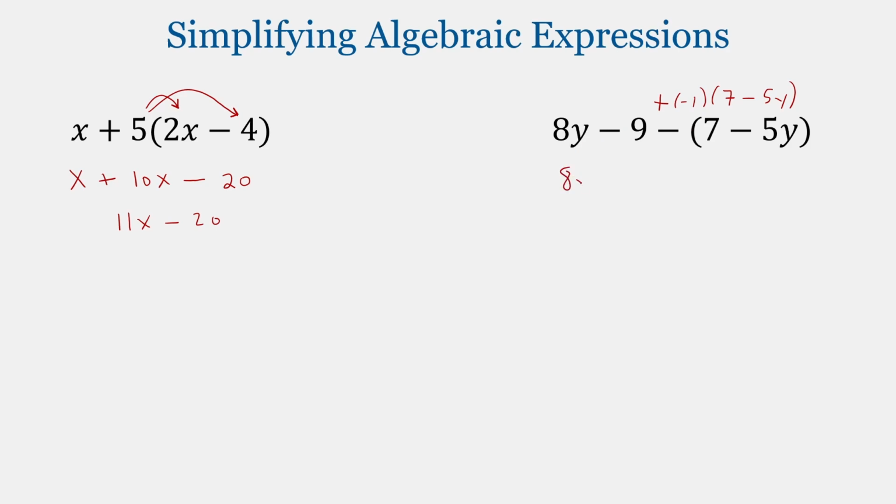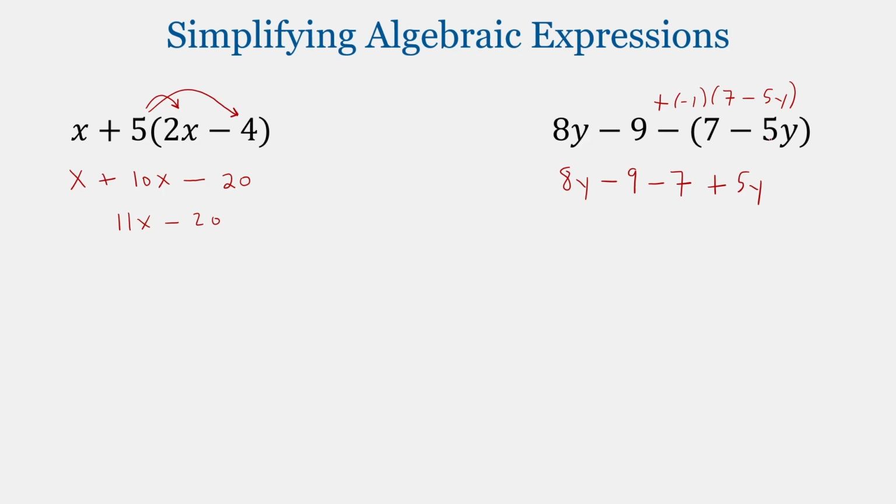So that is 8y minus 9. Negative 1 times 7 is negative 7. And then negative 1 times negative 5y is plus 5y. Again, when we multiply by a negative, we will end up changing the sign of everything within that parentheses.